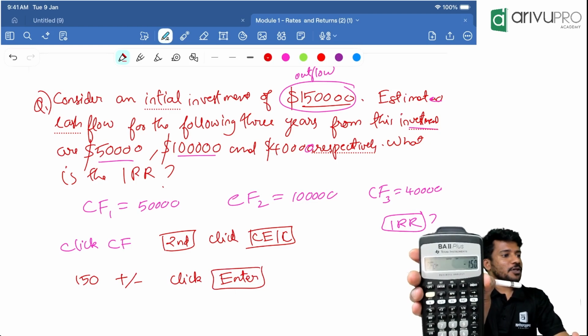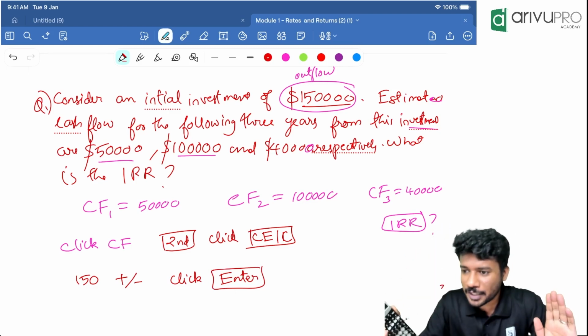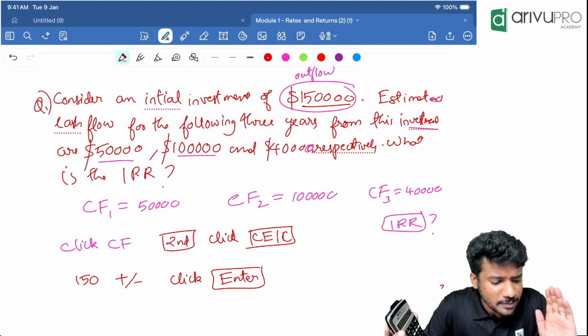So have you seen this now? CFO is equal to minus 150 on your calculator. Everyone is having that now, right? Are you getting the same thing now? Yes. Next, what will be the next step?